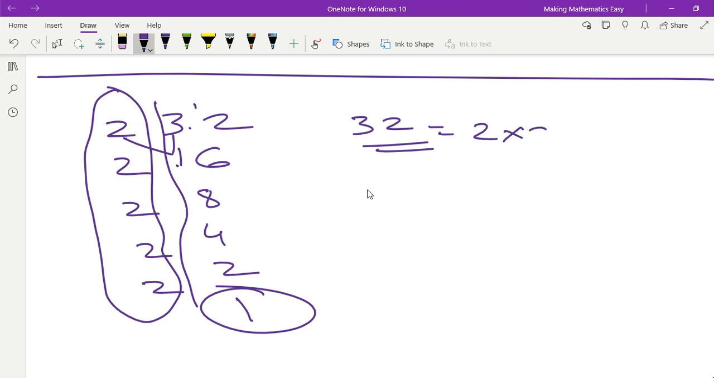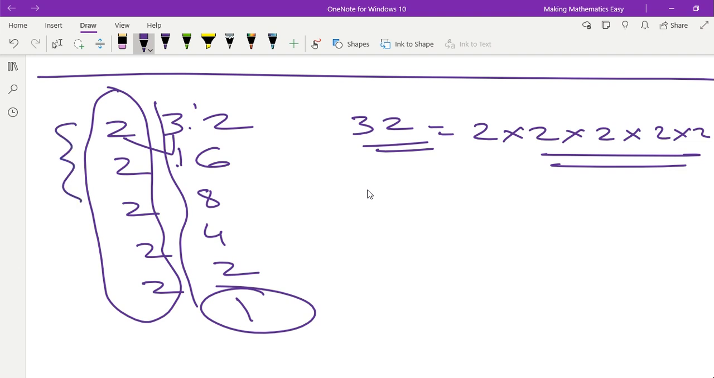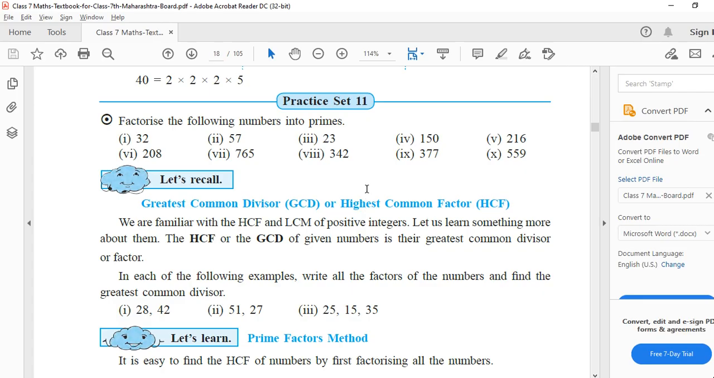So this is 2 five times. So this is the prime factorization of 32. That's it. And you also need to remember, whatever number you are taking over here should be a prime number. 2 is a prime number, so we can take it. You cannot take any composite number over here. That's why they are saying factorize the following numbers into primes.